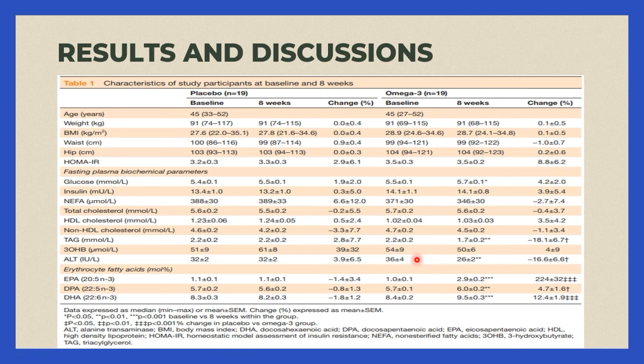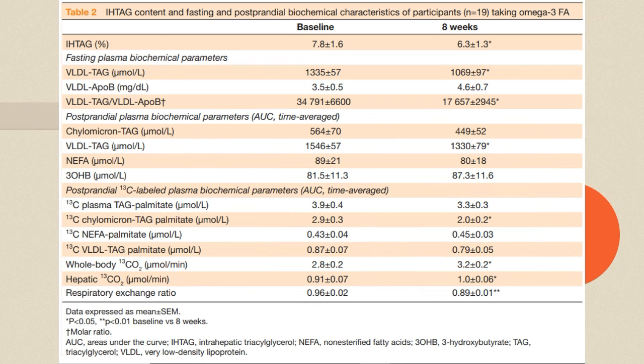And another thing that we can observe is the glucose. The fasting glucose has 1 asterisk, which means that it significantly increased. So now for Table 2, it shows the intrahepatocellular triacylglycerol content and fasting and postprandial biochemical characteristics of participants taking omega-3 fatty acid. There are a total of 19 who took the omega-3 fatty acid.